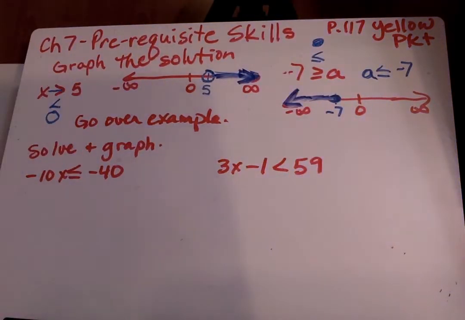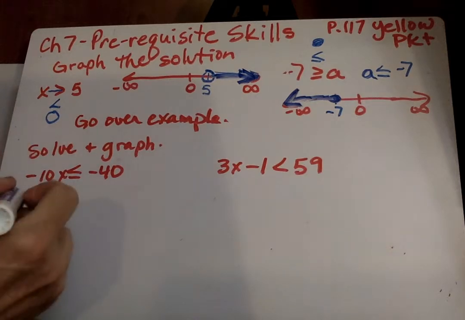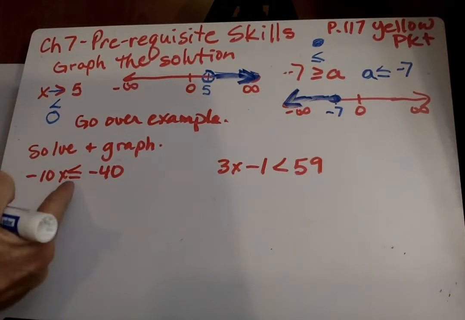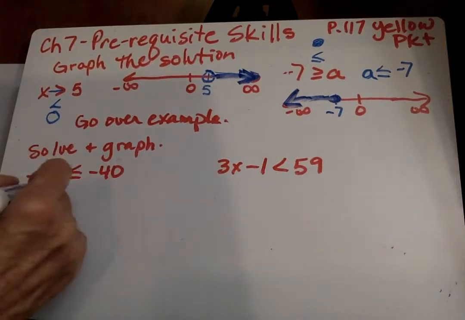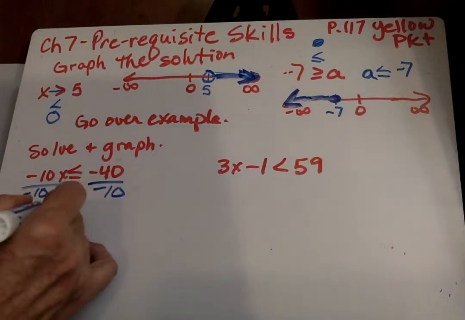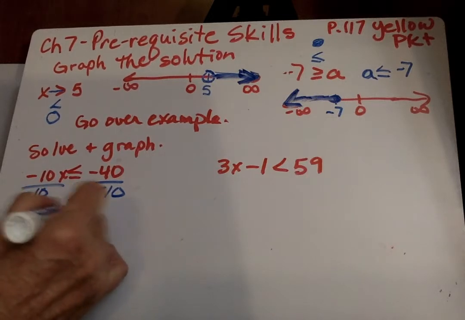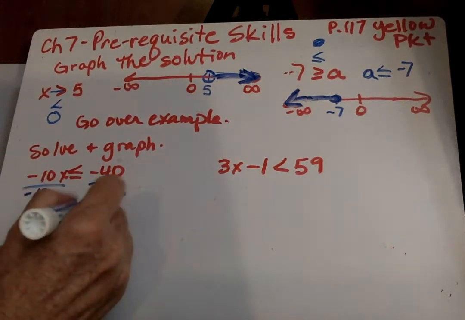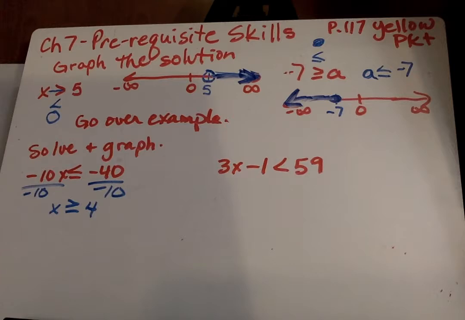Okay, so we're going to go ahead and do a couple problems here. We have -10x equals -40. So to solve for x, we could just treat this like an equal sign until the end, which we're pretty much at the end right now. Divide by a negative number. Oh, I've got to flip the sign. Okay, and we're supposed to graph this as well.